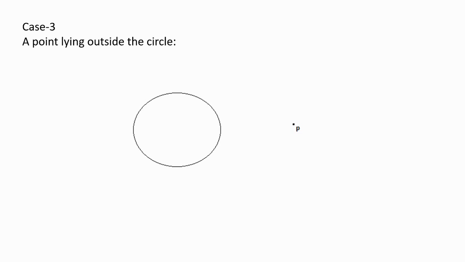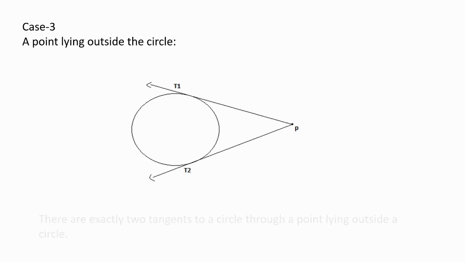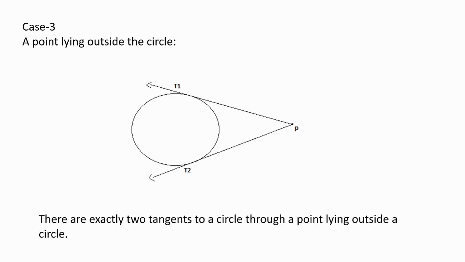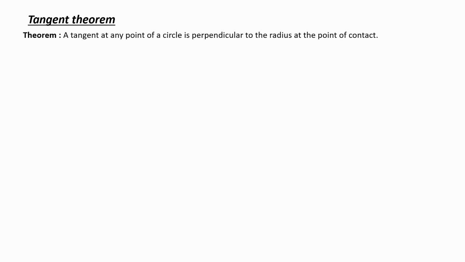Point P lies outside the circle. There are exactly two tangents, T1 and T2, to a circle through a point lying outside the circle. Tangent theorem. Theorem: A tangent at any point of a circle is perpendicular to the radius at the point of contact.